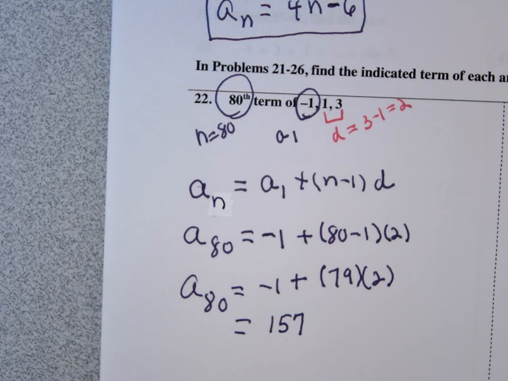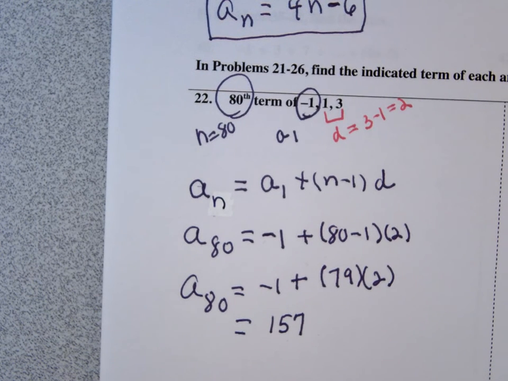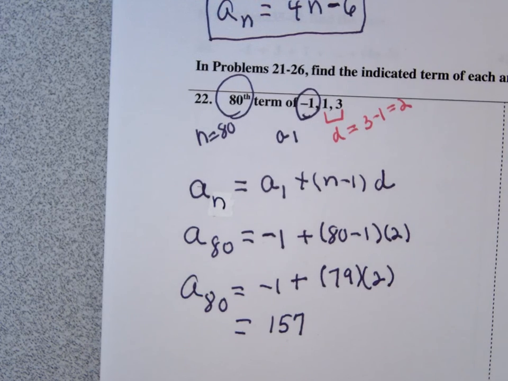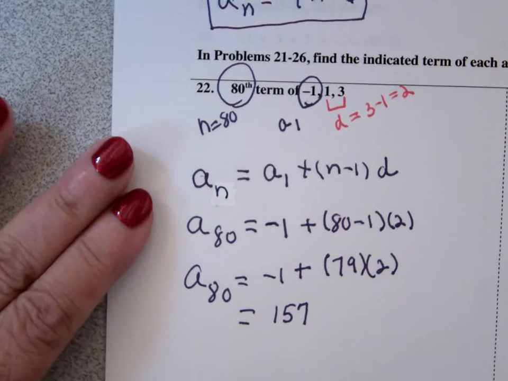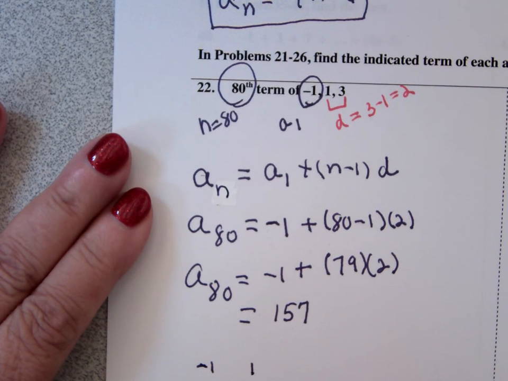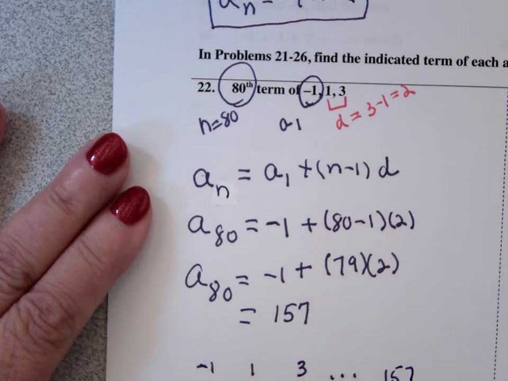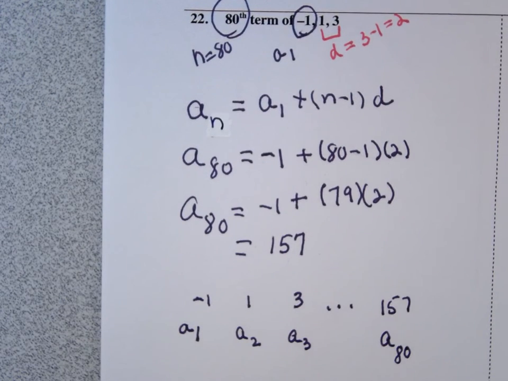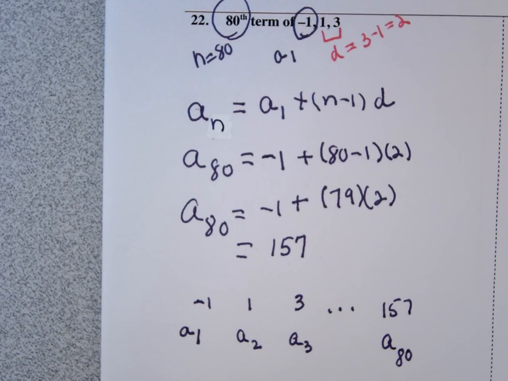So I go out to the 80th position in the list, and I'll see 157. I know in my list, a sub 1 is negative 1, a sub 2 is 1, a sub 3 is 3, dot, dot, dot, and a sub 80 is 157. I can jump any place in the list.